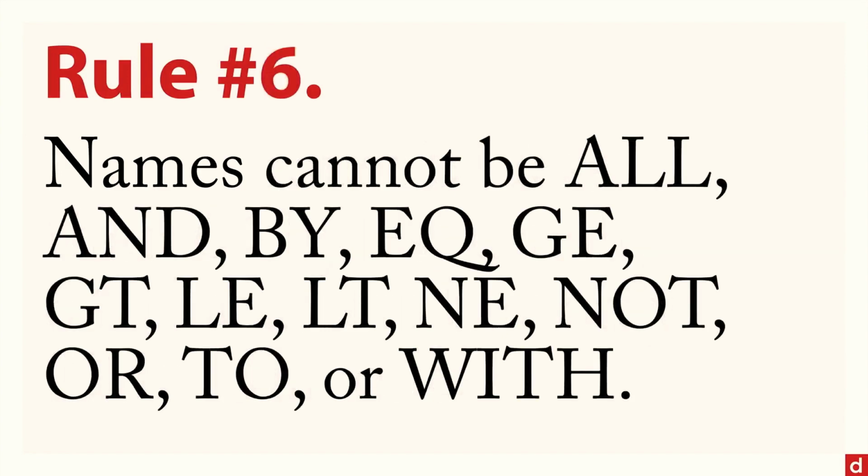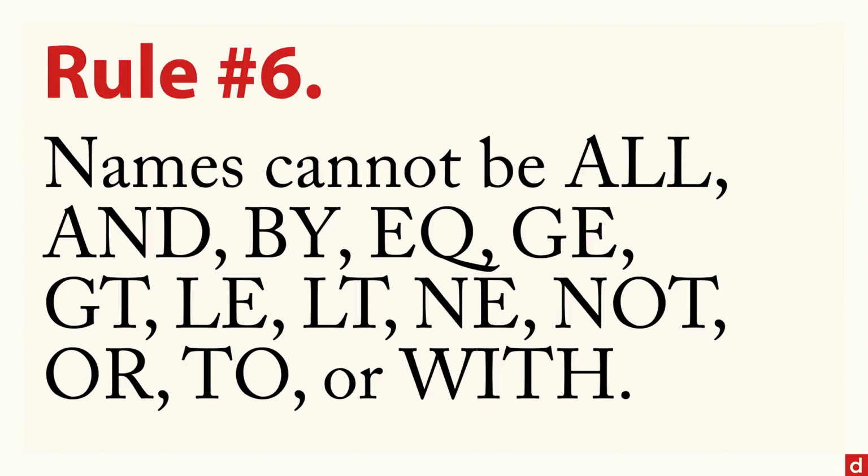And the last rule, rule number six, is the names cannot be any of these words: all, and, by, EQ, GE, GT, LE, LT, NE, not, or, to, or with, because those are all reserved function names within SPSS. So don't create that confusion. So those are the short names that go at the top of a variable.